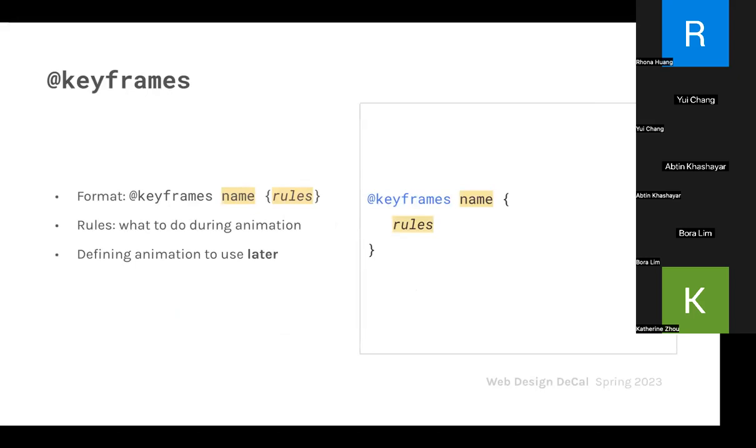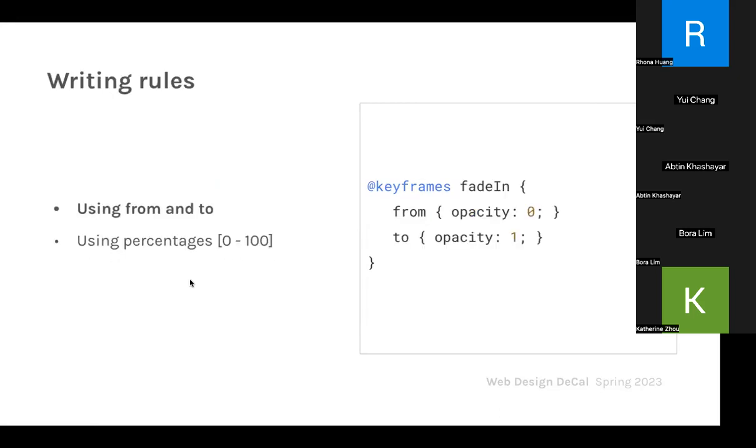So keyframe animations are a type of CSS animation, and they're typically formatted this way. You're going to have an @keyframes, and then this is the syntax. You're going to have a name for the animation. This is similar to the syntax for functions. So you're going to have a name, and then you'll have a set of rules. These rules are going to define what your animation is going to do in a specific period of time. And then there are different ways to write these rules. One way is to use from and to.